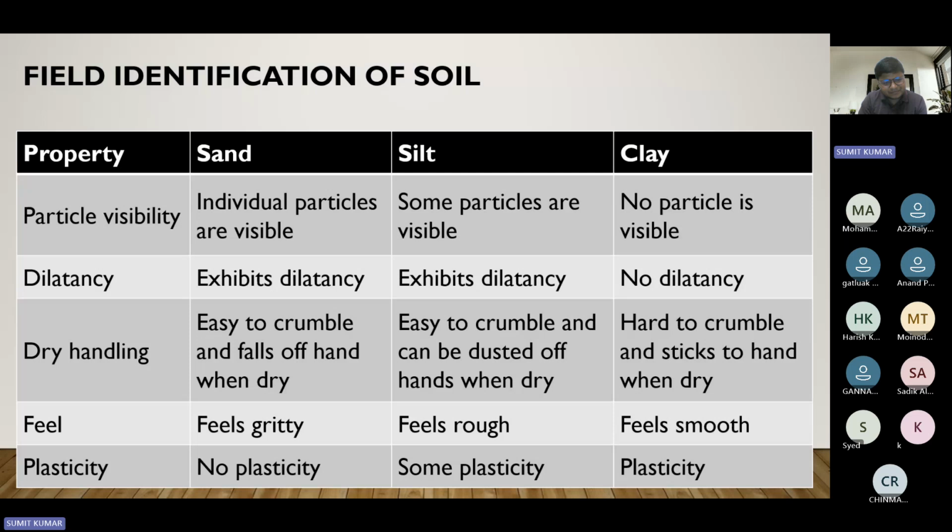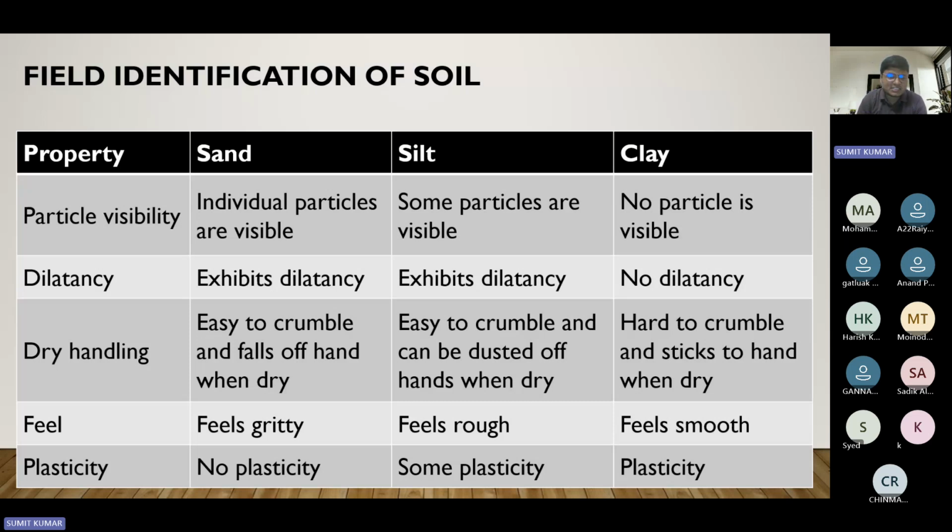While in the dry handling process, when we talk about sand, it is easy to crumble and falls off the hand when dry. As I have said already, when you take the sand, it flows out from the hand very easily. Silt also easily crumbles. Basically, when you make a rope and crumble it on glass or any solid surface, it easily crumbles and dusts off the hand when dry. While clay is hard to crumble. Basically, clay has a high plasticity, so it crumbles very difficultly and sticks to the hand.